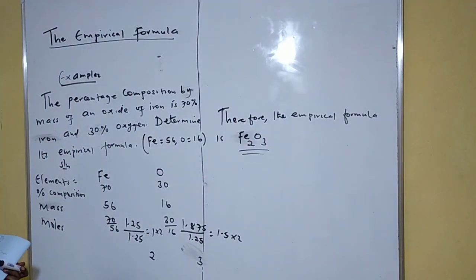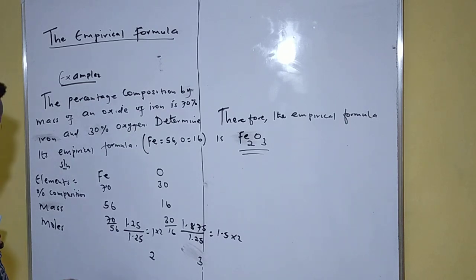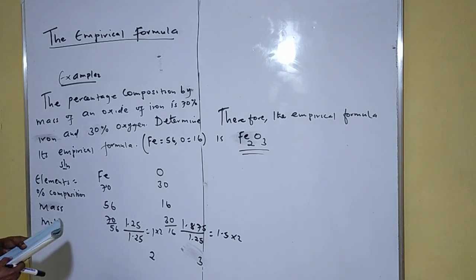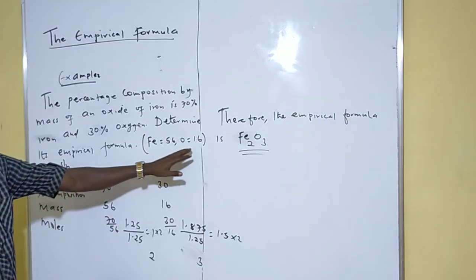Let's check our example 3. Just understand, this question is very easy. Then we go back to this question. You are told the percentage composition by mass of an oxide of iron is 70% iron and 30% what? Oxygen. So you're told determine its empirical formula. In bracket, iron is 56, and oxygen is 16.